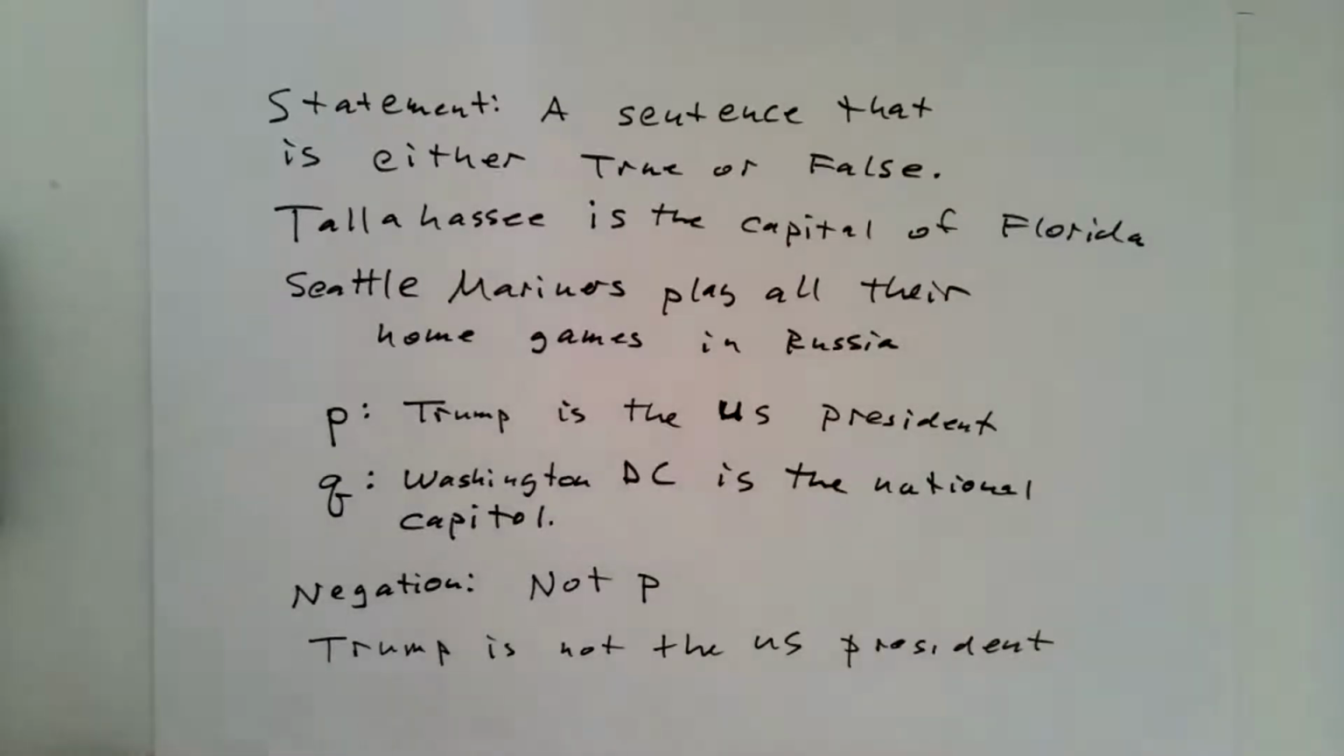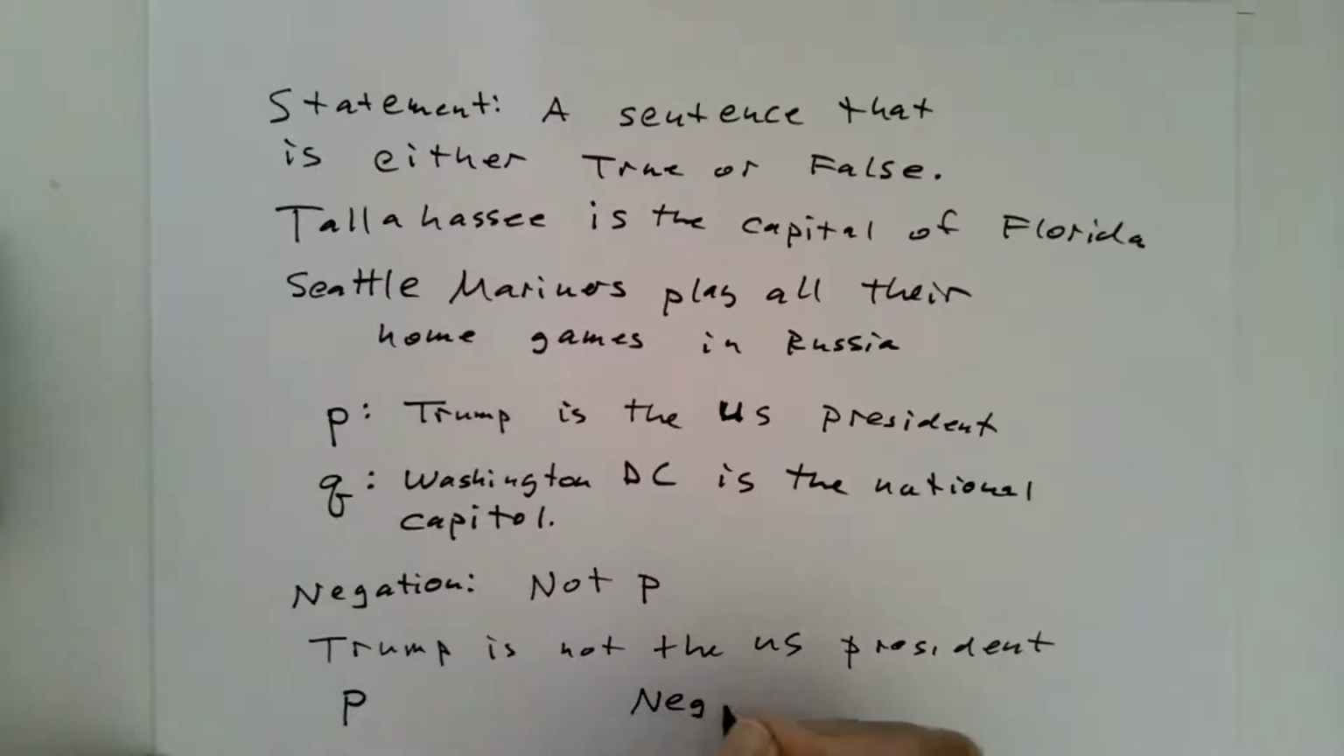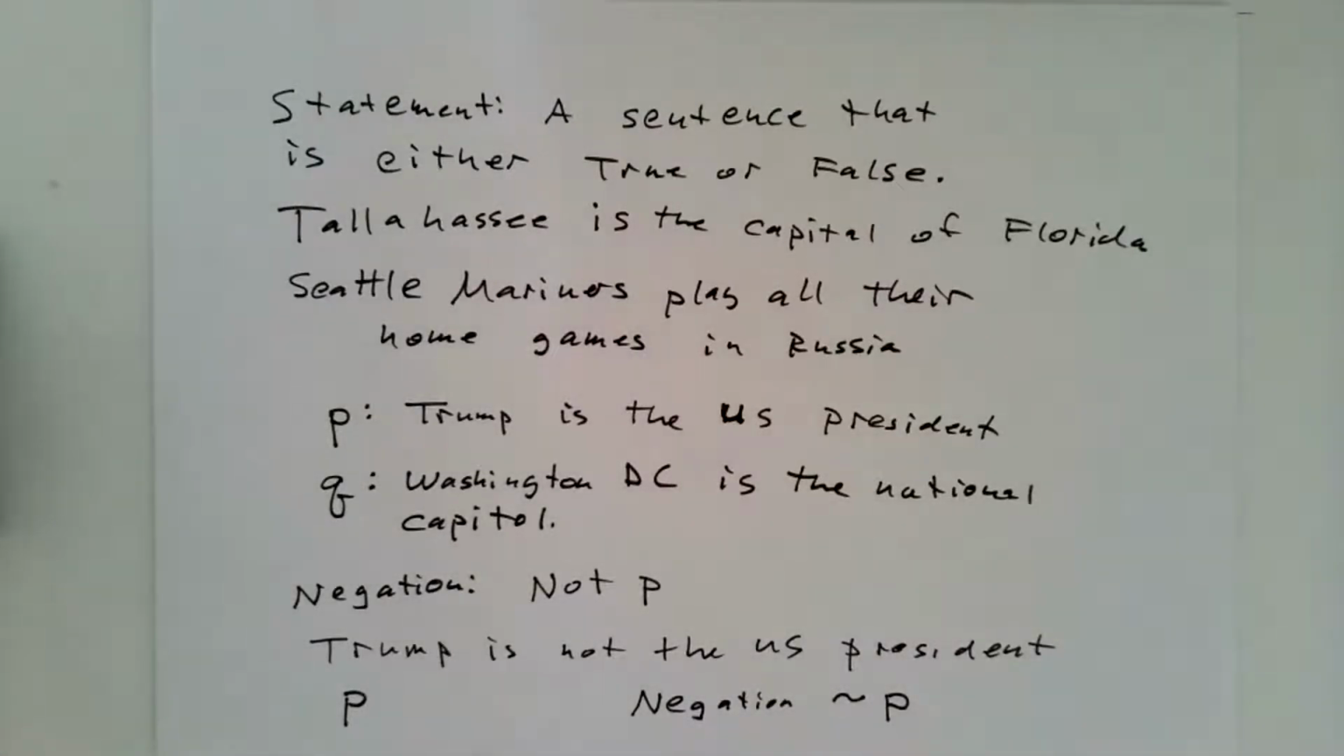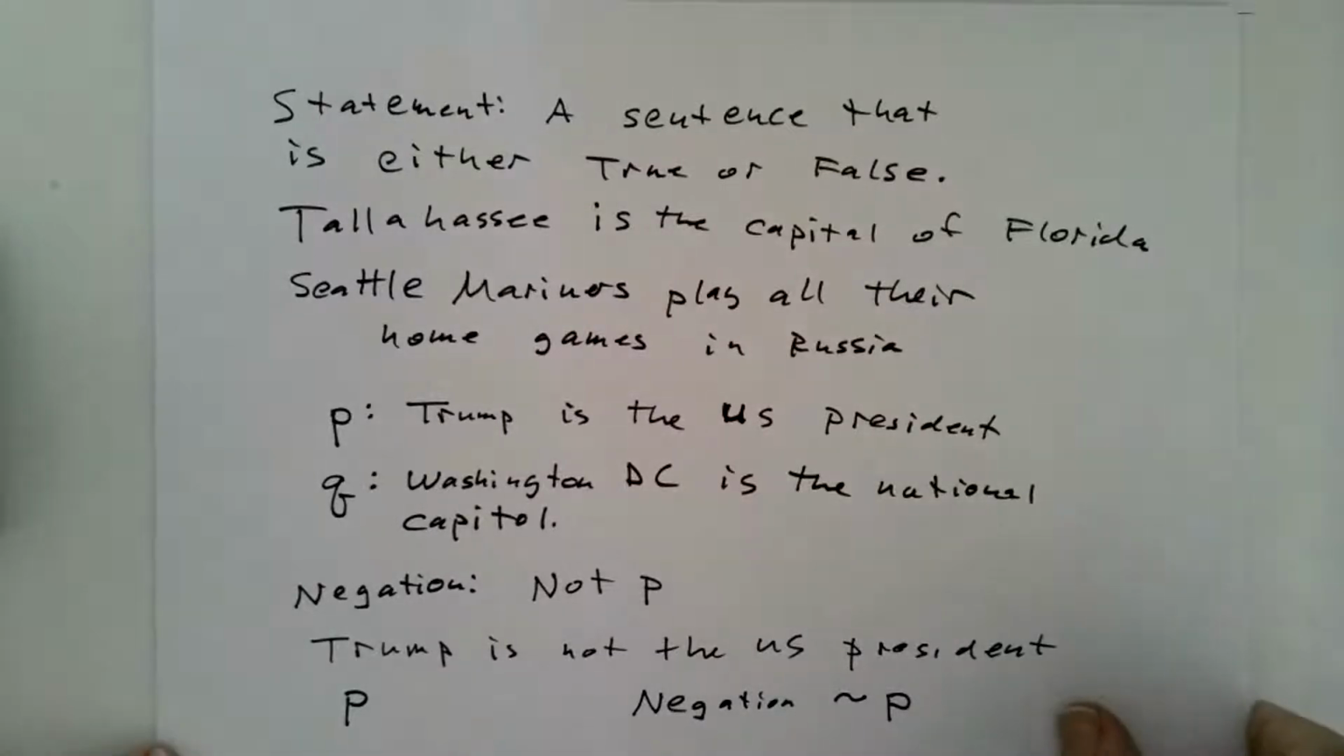So the symbols that we use: for the statement, we use a symbol P. For the negation, we use the symbol not P. So it's a basic fundamental notion of logic, or notions of statements. A statement is either true or it's false. It's not ambiguous. It's not an opinion. It's not a command. It is a statement, like the ones that we're looking for.